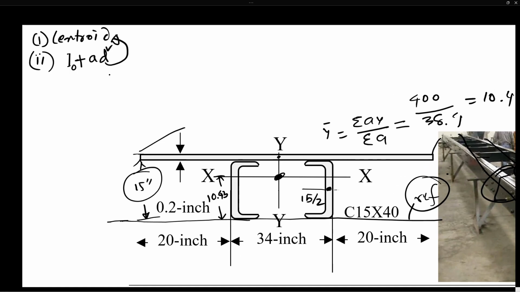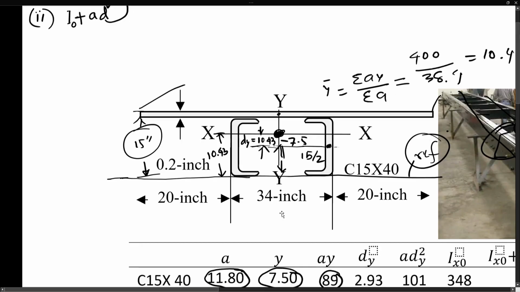Now to calculate the overall area moment of inertia for this entire structure, we need to find that d for each of these three pieces. This is the centroid of the C channel, its own centroid, and the overall centroid is right here. So we have to find out this d. This is the dy for one of the channels. That would be 10.43 minus 7.5, where 7.5 is half of 15.